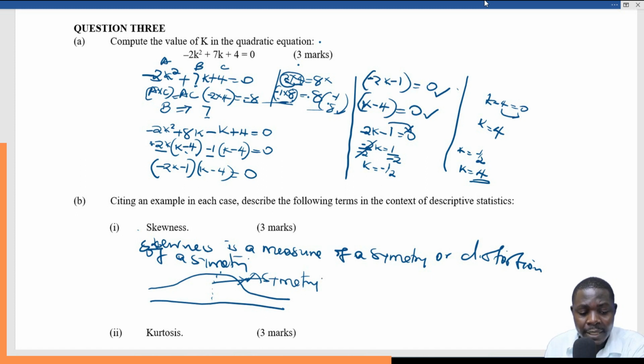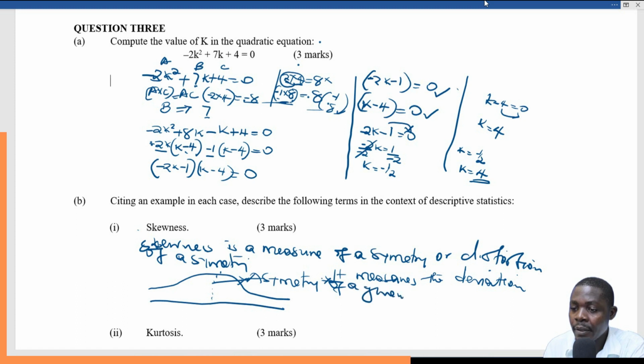Full stop. It measures the deviation. We can add that statement. It measures the deviation of a given distribution, such as a normal distribution.